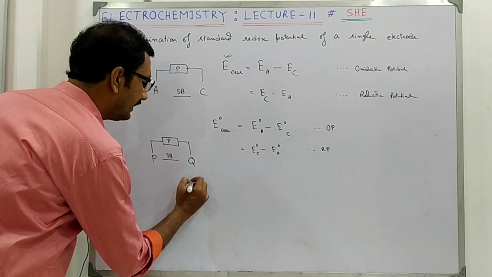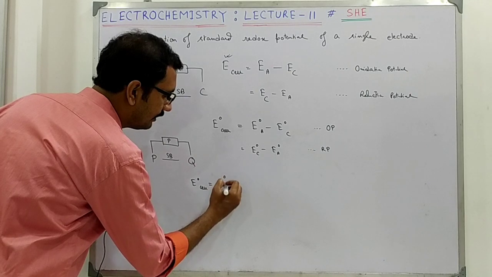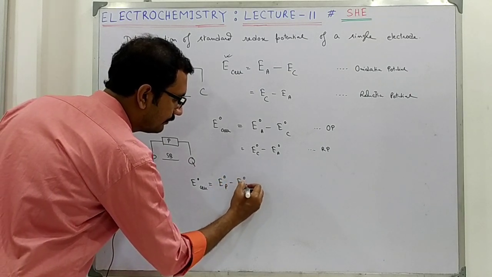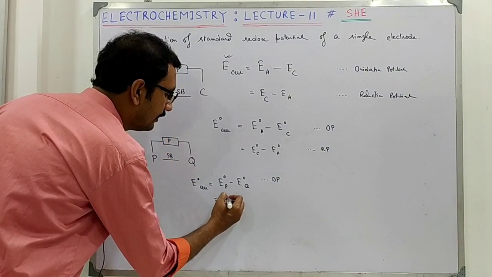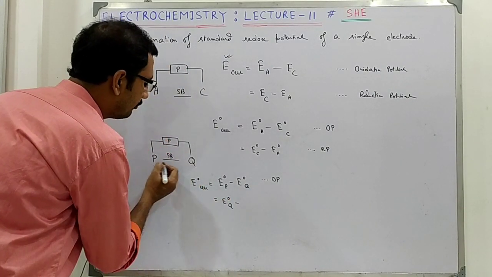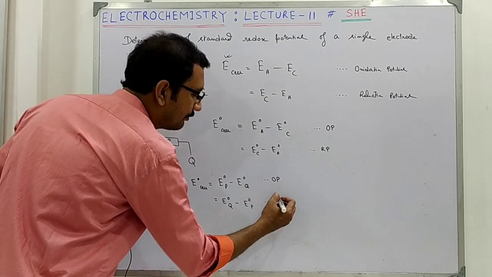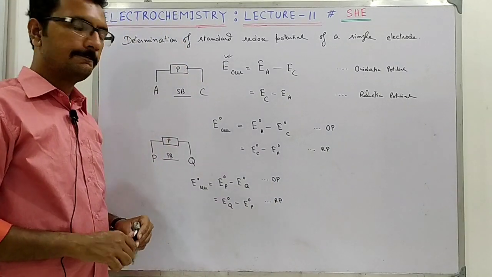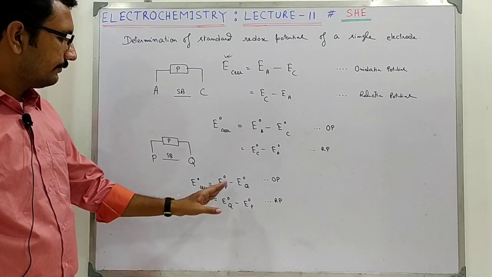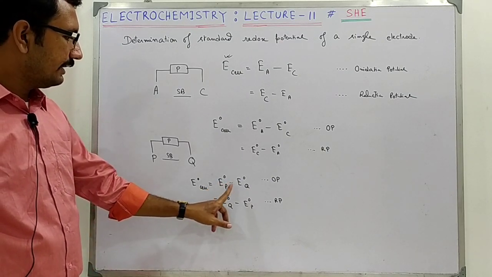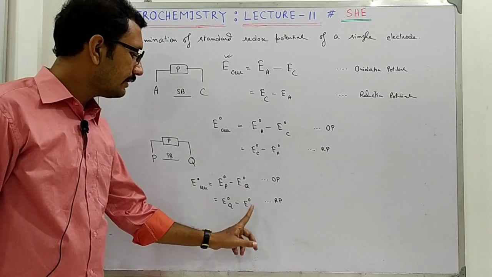So, here also we will get E0 cell to be E0P minus E0Q when expressed in oxidation potential, and it is E0Q minus E0P when expressed in reduction potential, that is cathode minus anode. So, this is E0P minus E0Q, and it is E0Q minus E0P.